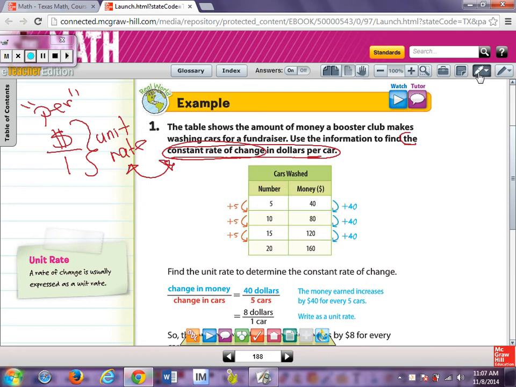And if we keep delving into what this table is telling us, we see that after 5, 10, 15, and 20 cars, we're making $40, $80, $120, and $160 respectively. And look how the table is changing. The number of cars, the way we're measuring it in this table, we're adding 5 each time. On the money end over here, every time we add 5 cars, we are making an additional $40. Well, that information is helpful in helping us find unit rate.